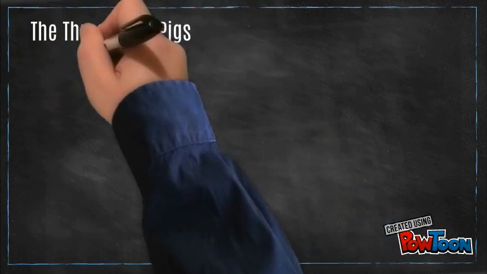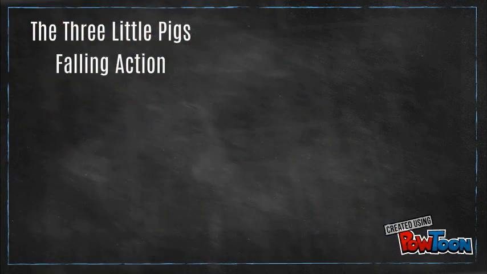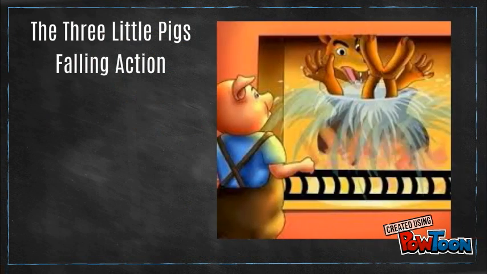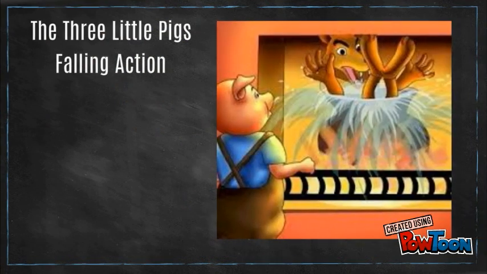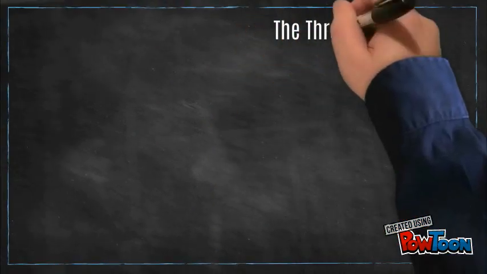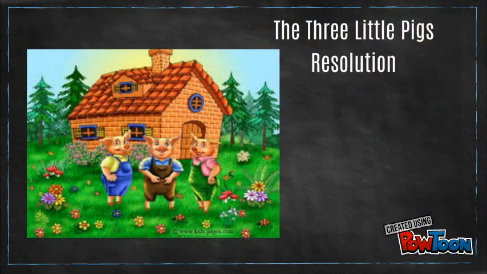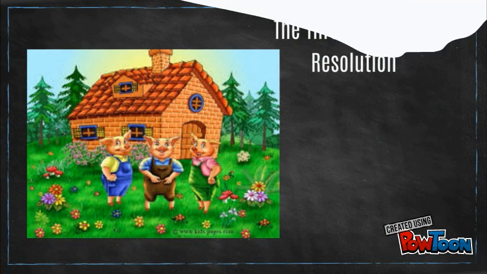The falling action of the Three Little Pigs is when you find out what happens to the wolf. In this version of the Three Little Pigs, the wolf falls into a boiling pot that is over the fire. To end the Three Little Pigs, the resolution is when the third pig cooks and eats the big bad wolf as revenge, and they live happily ever after.